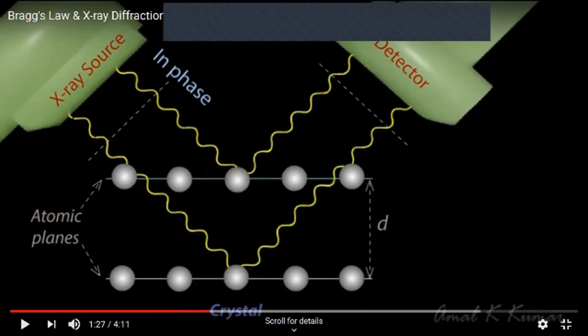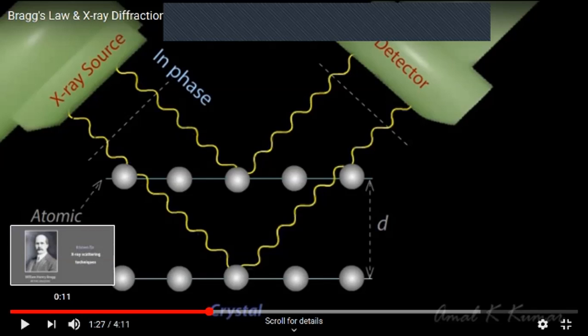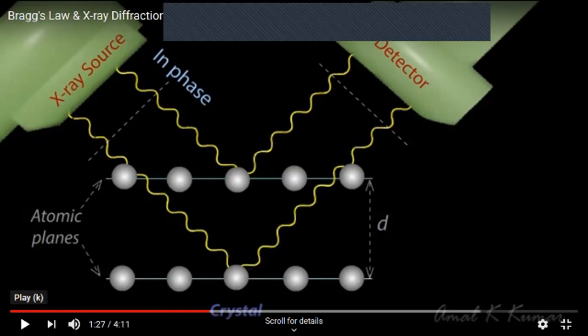What you're seeing here is that the X-rays being produced at the source are in phase, so they constructively interfere. Then they strike the atoms in the different planes, and now you'll notice that they're out of phase. The detector is at such an angle that the diffracted X-ray beams are out of phase, so they destructively interfere.